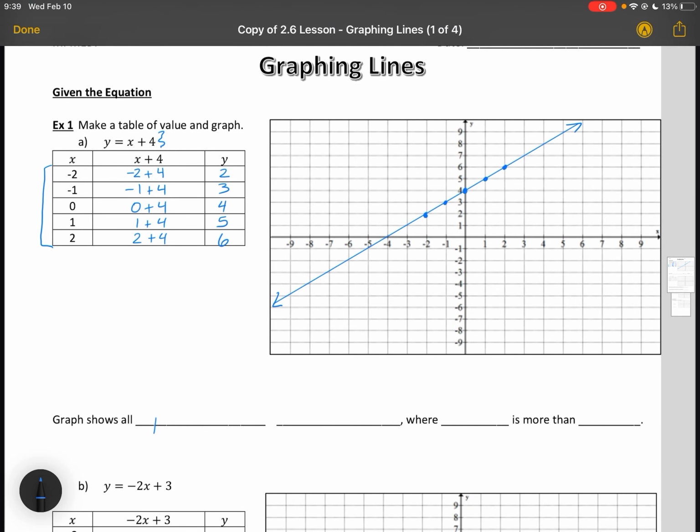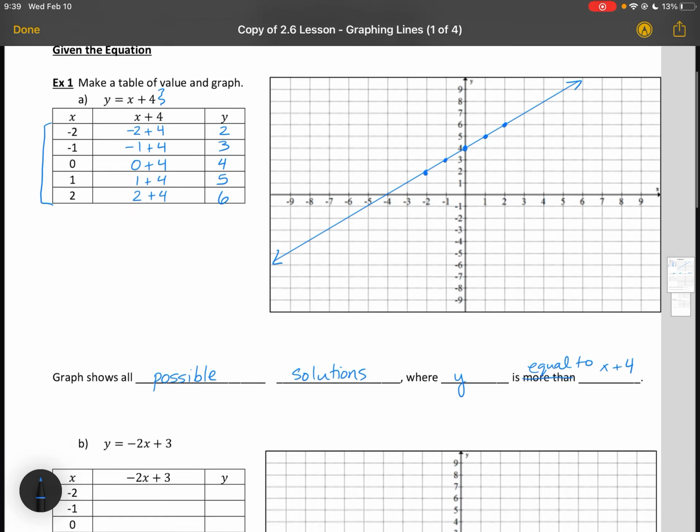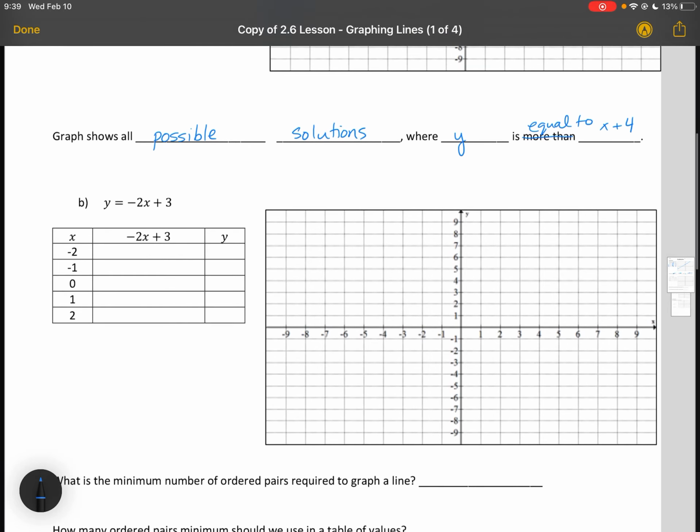Okay, so the graph shows all the possible solutions where y is, let's say, equal to x plus 4. So let's go down and do another one here.